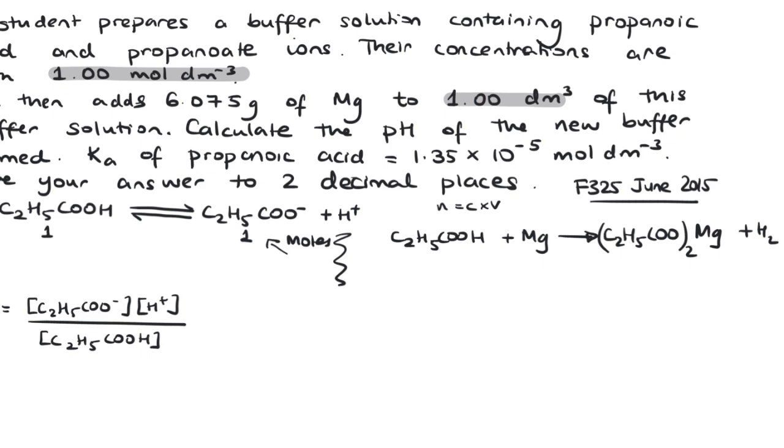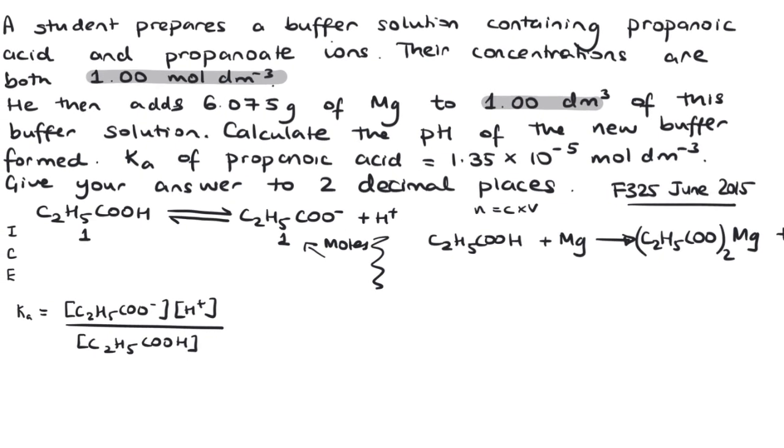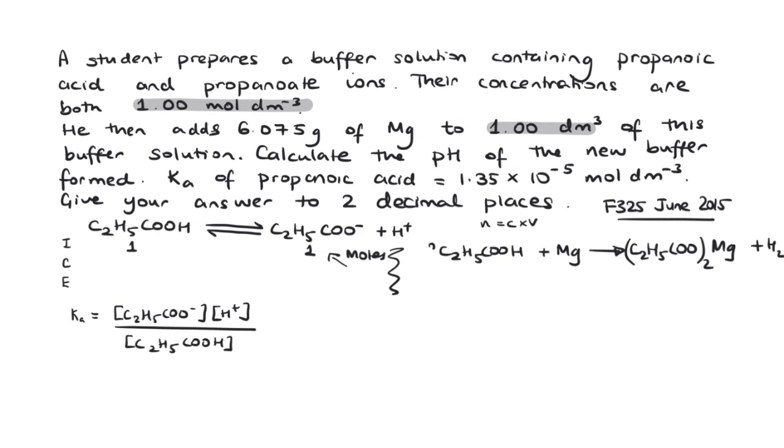Okay, so for that reason, once you balance this out, you are going to get a 2 in front of the propanoic acid. So this is important because now we know what the molar ratio is. We are given the mass of magnesium, which is going to help us work out the moles of magnesium. So that will be 6.075 over the Ar of magnesium, which is 24.3, and that will give me 0.25 moles. Okay, right, cool.